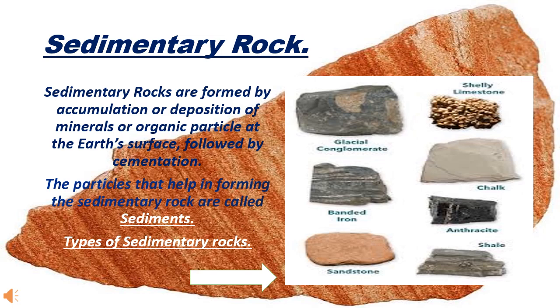Sedimentary rock. Sedimentary rocks are formed by accumulation or deposition of minerals or organic particles at the Earth's surface, followed by cementation. The particles that help in forming the sedimentary rock are called sediments. Types of sedimentary rocks are glacier, conglomerate, shelly limestone, chalk, banded iron, sandstone, anthracite, and shale.